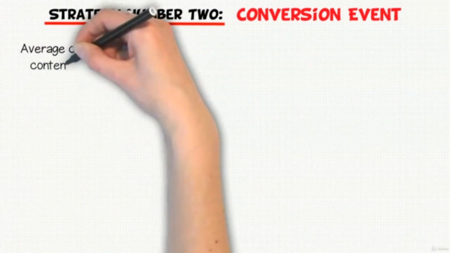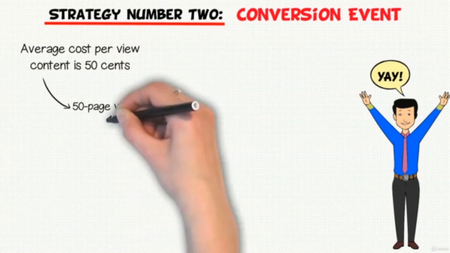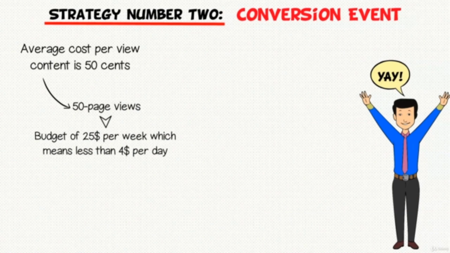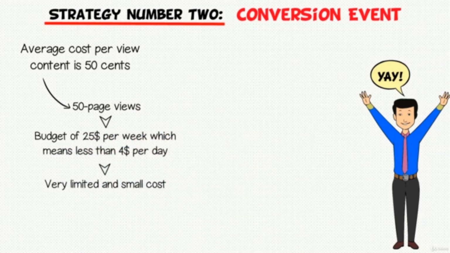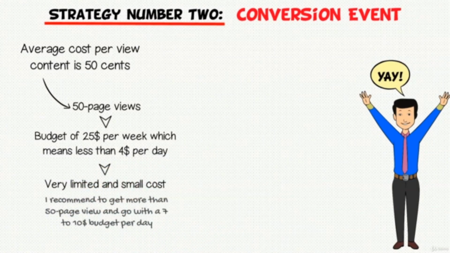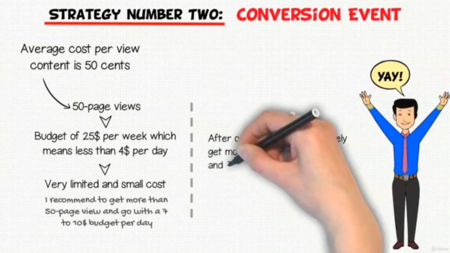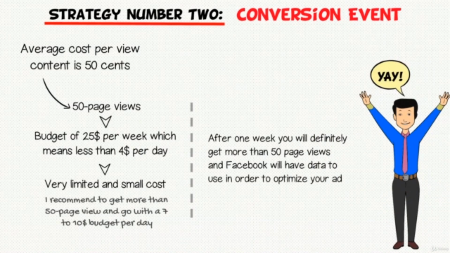So if every page view costs 50 cents, in order to get 50 page views, you need to consider a budget of $25 per week, which means less than $4 per day. And because the cost is very limited and small, I recommend you to get more than 50 page views and go with a $7 to $10 budget per day. After 1 week, you will definitely get more than 50 page views, and Facebook will have data to use in order to optimize your ad.